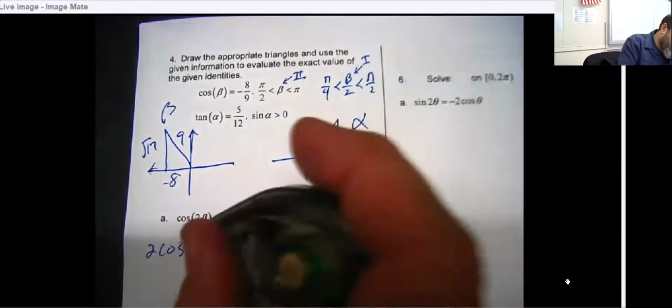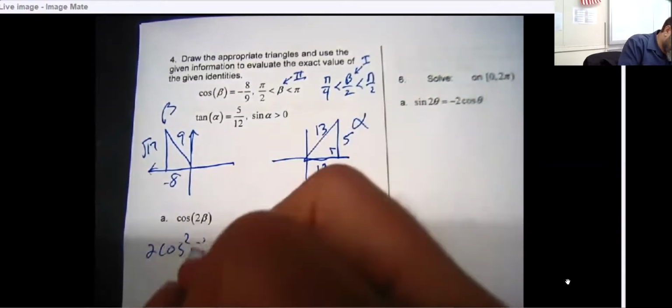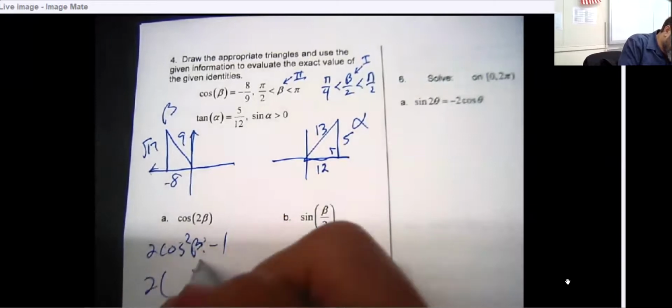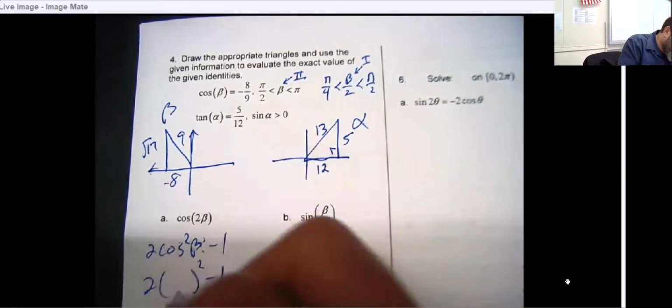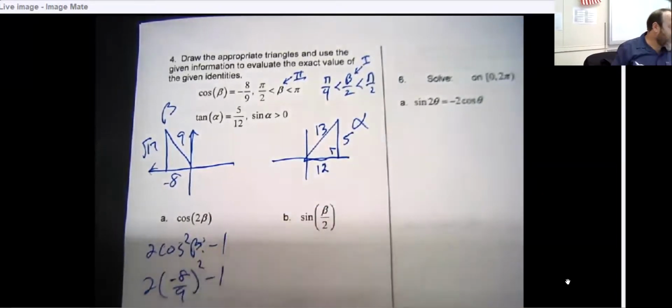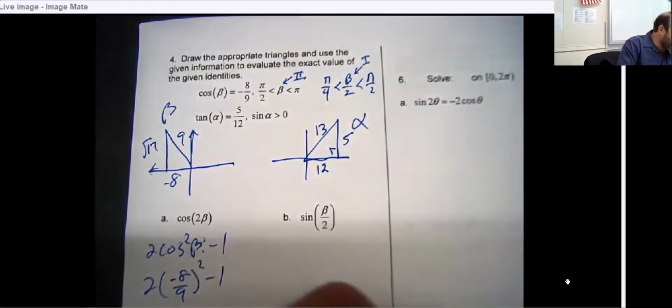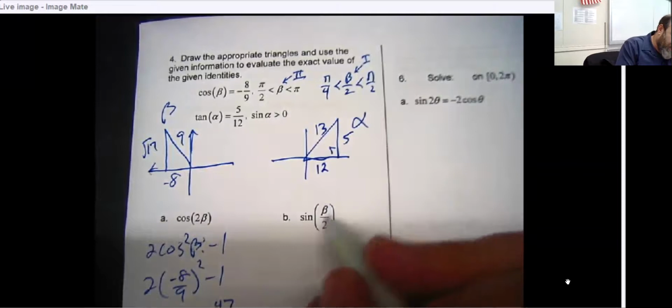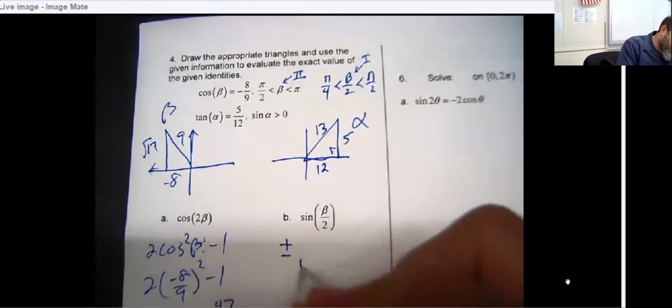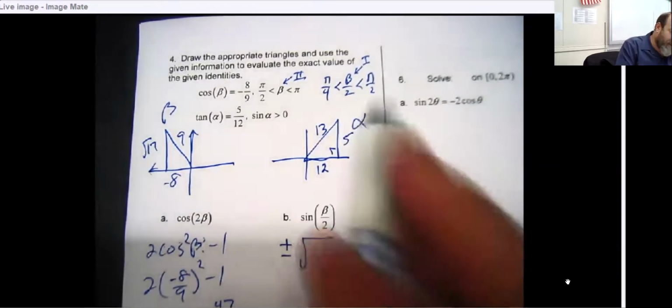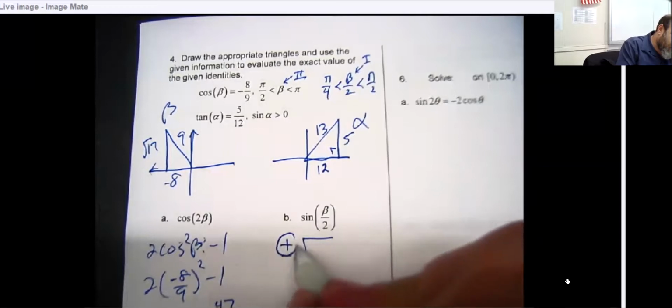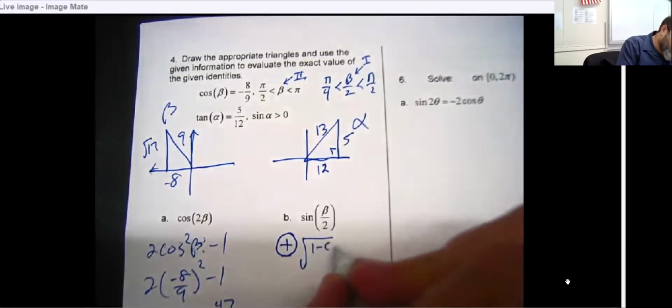And it was about beta, not alpha, so let me fix that. Beta minus 1. So 2 cosine squared is minus 1, where the cosine was a negative 8/9. And that's going to come out pretty nice. Just use a calculator real quick. You're going to get 47 over 81, or if you want to square that, you can do that too. Now, again, over here, the sine of beta over 2, remember, was plus or minus, but that's why I did this little step here to establish that it was in the first quadrant, so it's going to be positive.